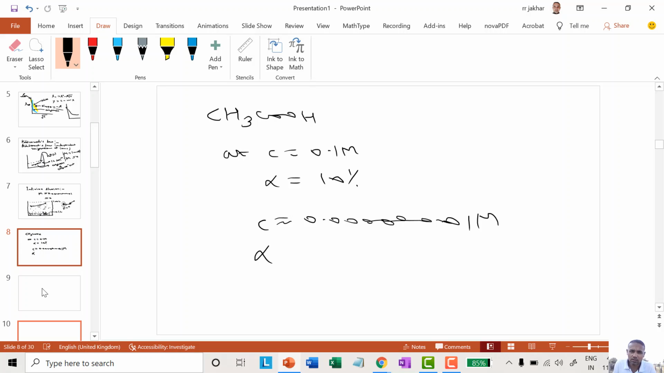Can you say what about the alpha? Alpha here is known as the degree of dissociation, meaning the fraction of this acid which will ionize is known as alpha. What we are doing initially, we are taking this concentration, alpha is 10%.